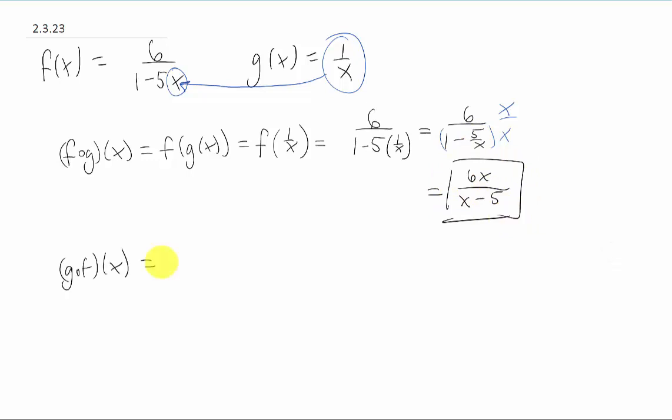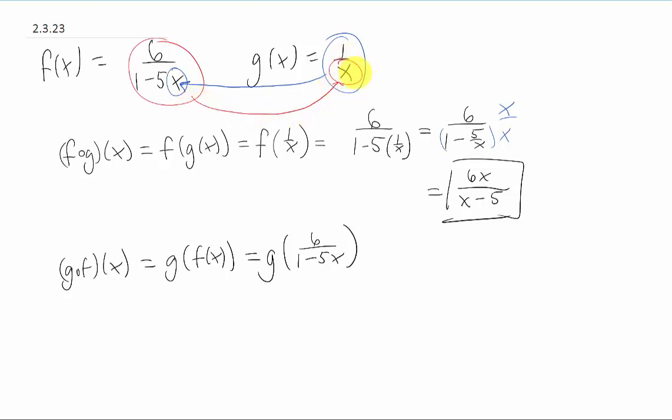Now, as far as g of f of x goes, you can write that as g of f of x like that. Since you know what f of x is, you can replace f of x with 6 over 1 minus 5x. And what this notation means is you're just taking this function right here and you're plugging it in for the x value of the other function. You're replacing the x with a 6 over 1 minus 5x.